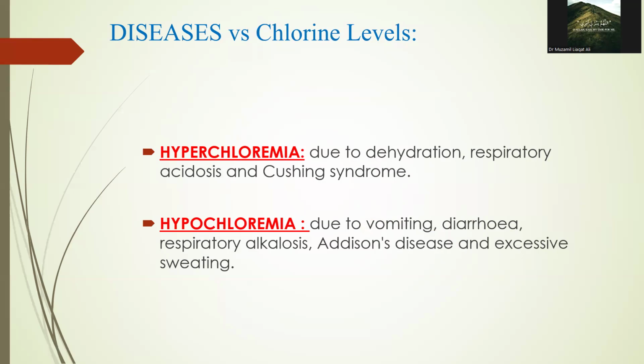The second one is hypochloremia, or decreased chloride levels, that occur due to either vomiting, diarrhea, respiratory alkalosis, where the kidneys excrete more chloride to compensate, and Addison disease, where aldosterone deficiency leads to sodium and chloride loss. And excess sweating also leads to hypochloremia.